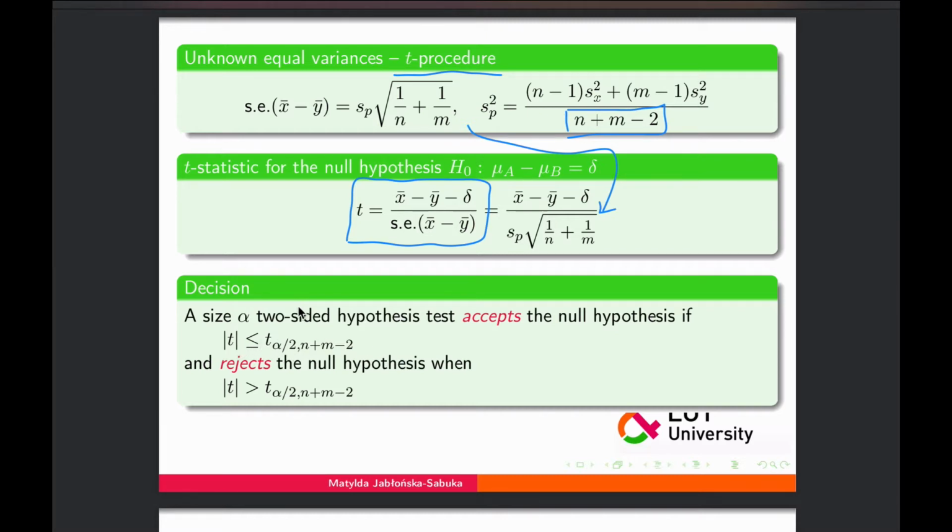So again, since it's a symmetric test, two-sided test, so we accept null or we fail to reject null if our t-statistic is statistically close to 0, meaning that it's within plus minus critical value, and we will reject null hypothesis if it happens that our t-statistic is significantly far from 0, so that it exceeds critical values.